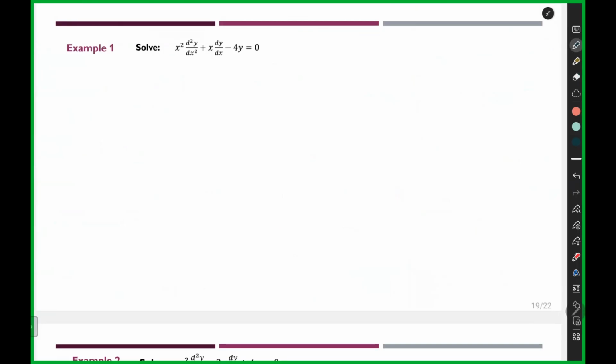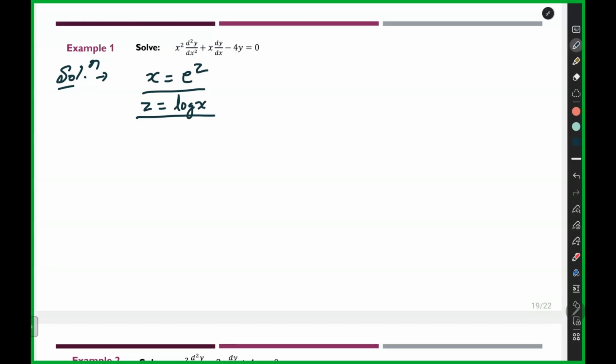Here it is given x square d square y by dx square plus x dy by dx minus 4y equals 0. So it is in Cauchy-Euler form. What will be our approach? You have to make the substitution x equals e to the power z, or simply z equals log x, or ln x.